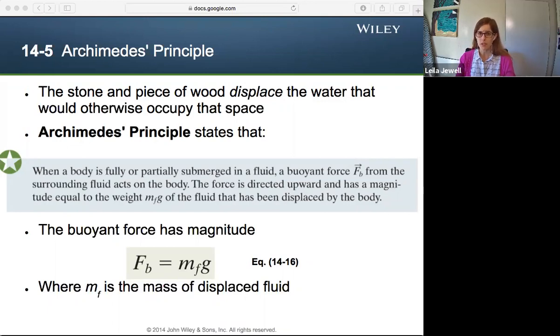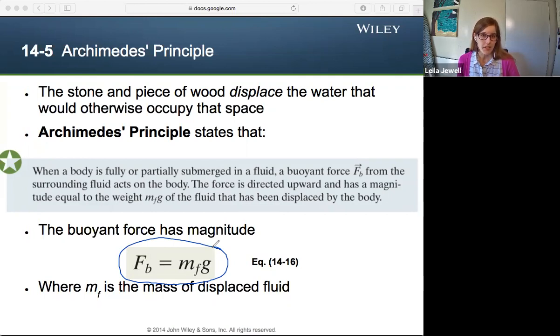So Archimedes' principle states that when a body is fully or just partially submerged in a fluid, a buoyant force, F_b, from the surrounding fluid acts on the body. The force is directed upward and has a magnitude equal to the weight, m_f g, of the fluid that has been displaced by the body. We could write this mathematically as the buoyant force has a magnitude F_b equal to m_f times g. That's a great equation. It always applies to the buoyant force.